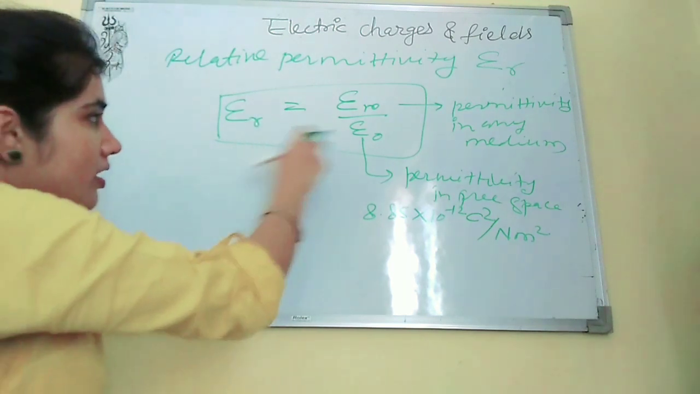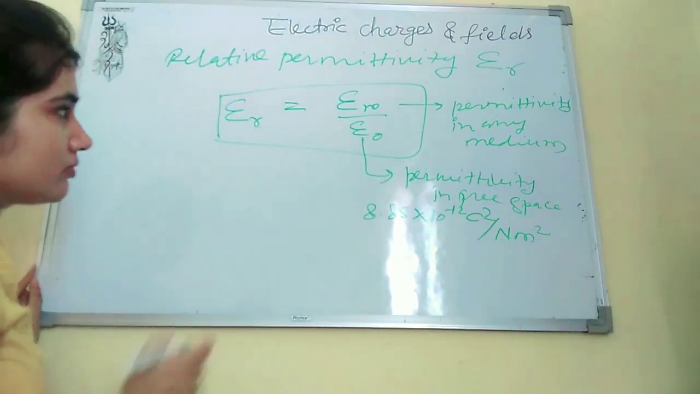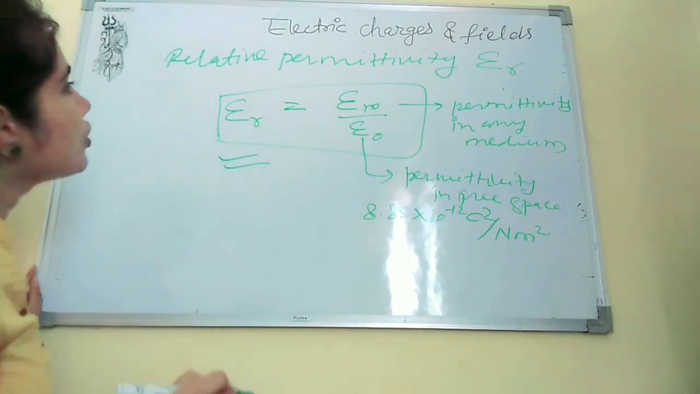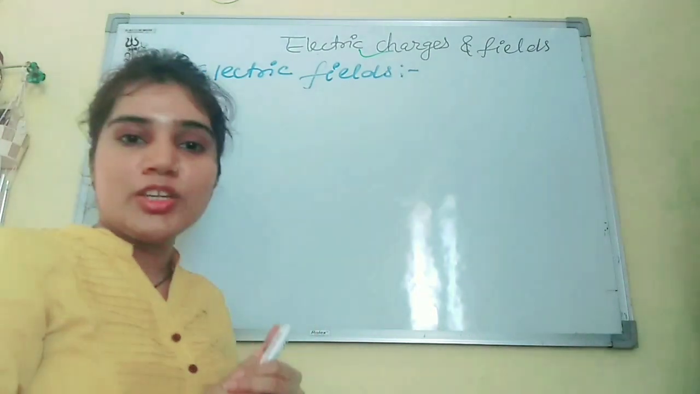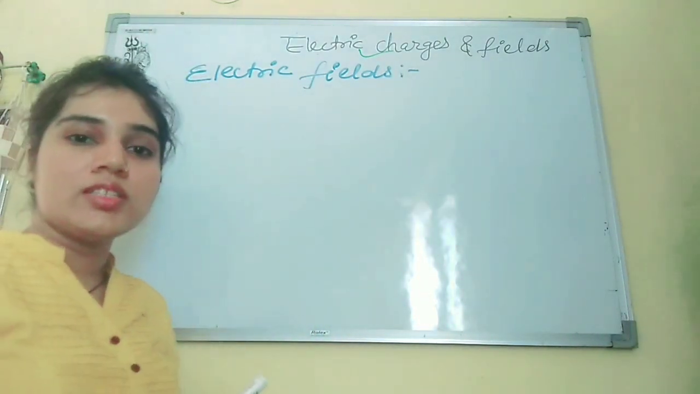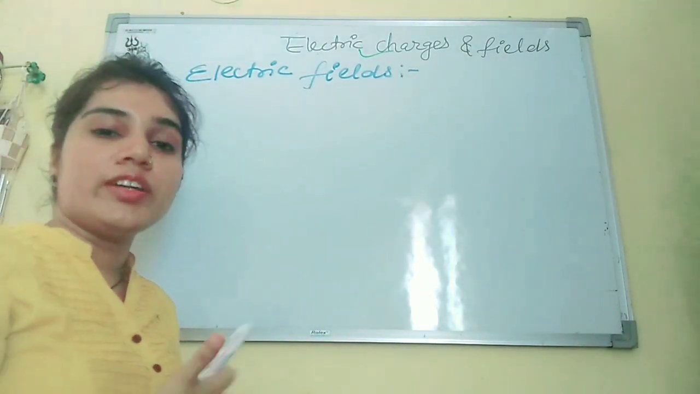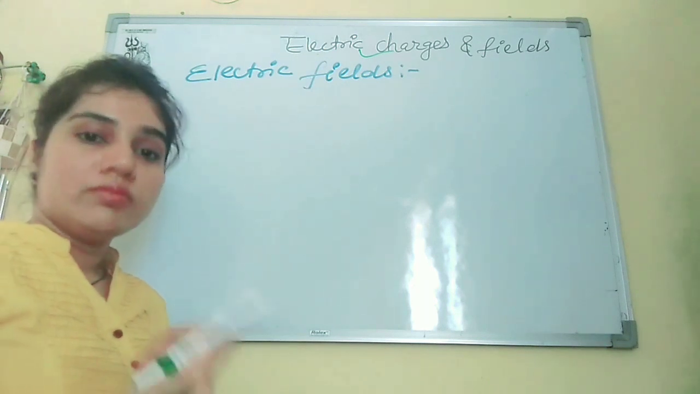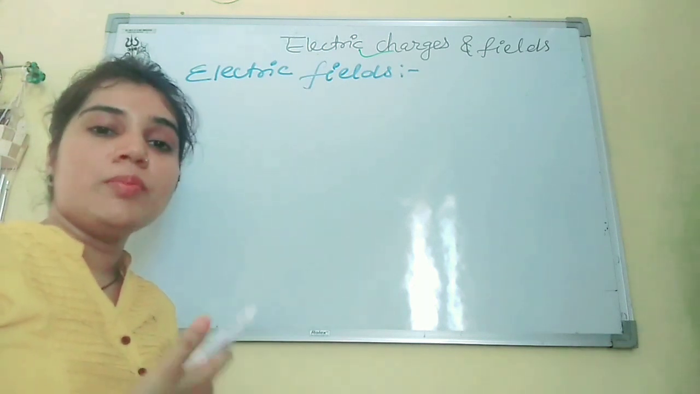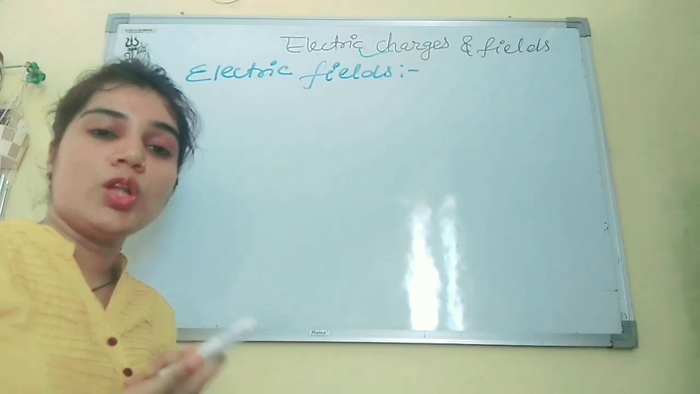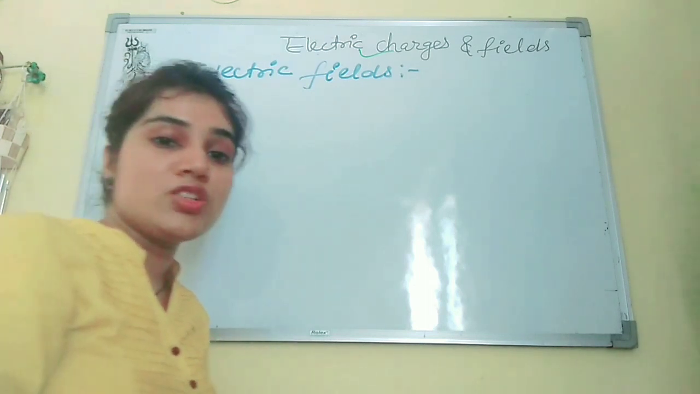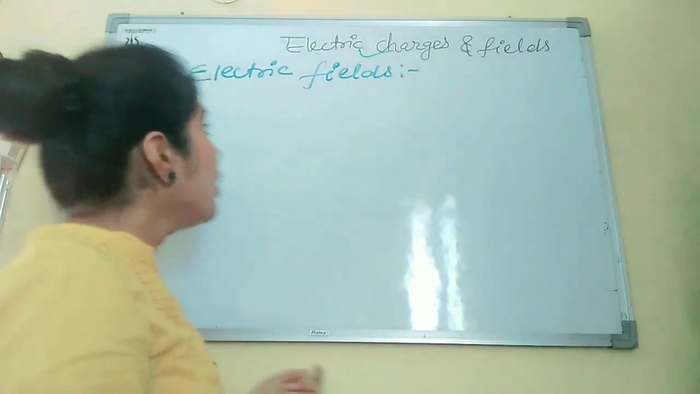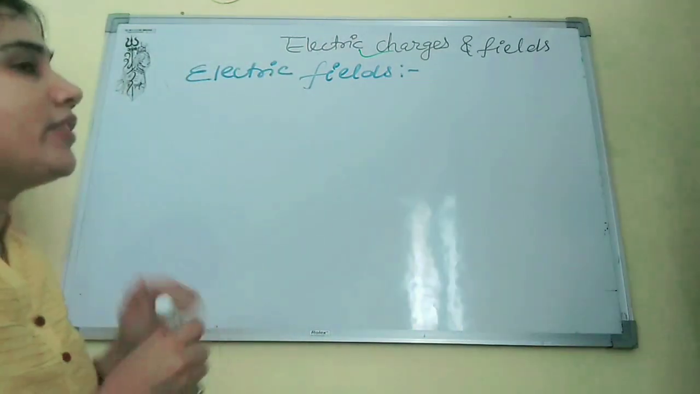Okay, so this is the relation. So this is fields. We have done electric charges, where we have seen conservation of charge, quantization of charge, force between multiple charges, Coulomb's law, permittivity, relative permittivity, and some examples related to Coulomb's law. Now we will see the electric field.